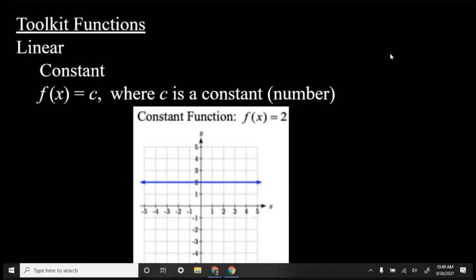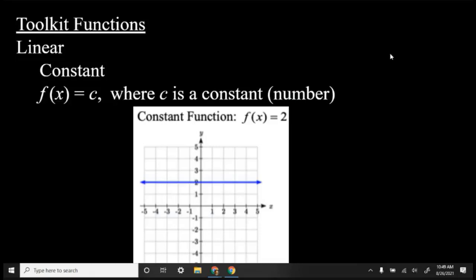Now we're to that back page, and we're going to be coming back to this back page several times in our notes, because these are kind of like, in previous classes, we've called them the parent functions. This particular book calls them the toolkit functions, but we're going to refer back to these a lot of times because these are kind of the main types of functions that we will be dealing with. The first one here is linear.